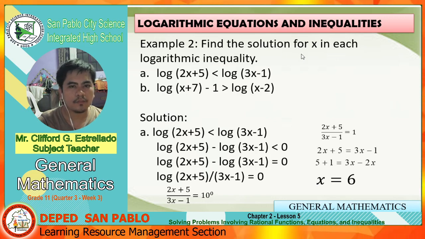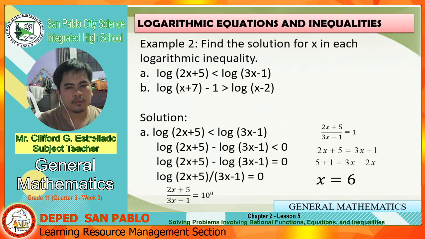So, we have here, find the solution for x in each logarithmic inequality. So, letter A, logarithm of quantity 2x plus 5 is less than logarithm of quantity 3x minus 1. Okay? So, subtract both sides by logarithm of 3x minus 1. So, we have logarithm of quantity 2x plus 5 minus logarithm of quantity 3x minus 1 is less than 0.